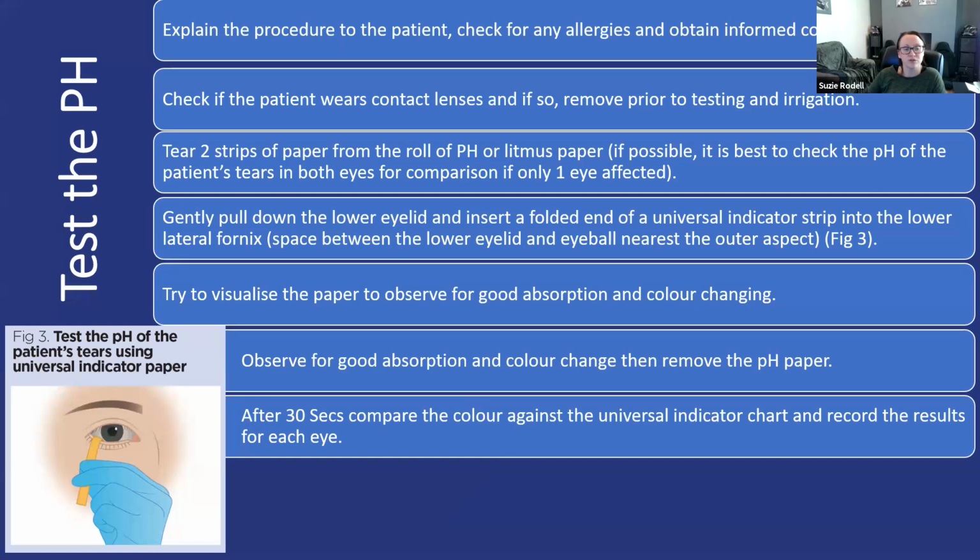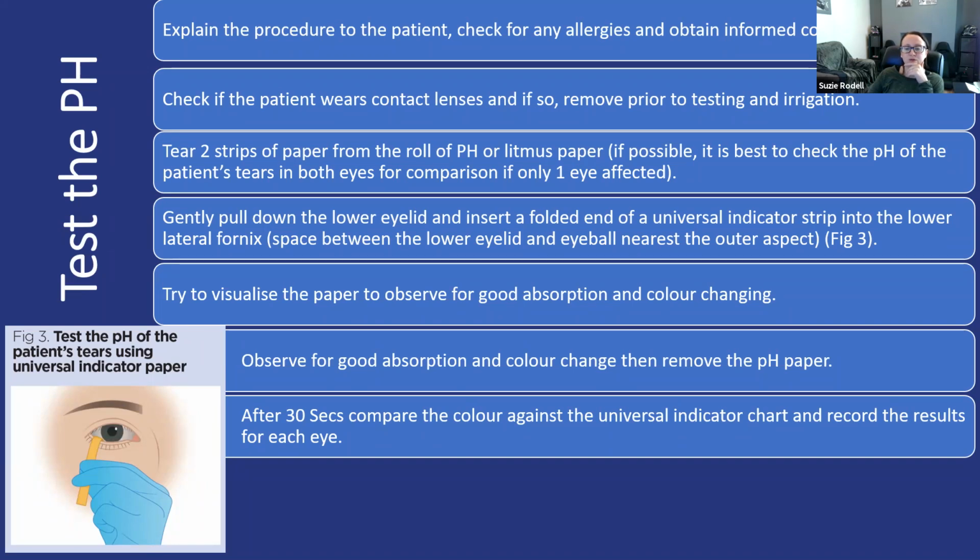So, 2 strips of paper, and fold down the end of the litmus paper and just pop it in. So actually putting it into the outer aspect of the eye and into the lower lid fornix is where you want to go. So that's the space in between the lower eyelid and the white part. You'll see that as soon as you touch it, hopefully if they've got some nice tear fluid there, the paper changes colour pretty much straight away.